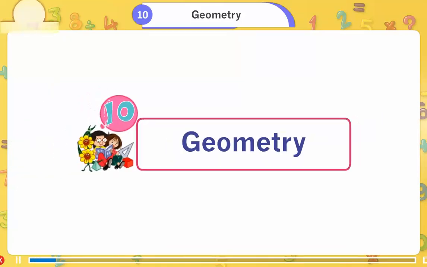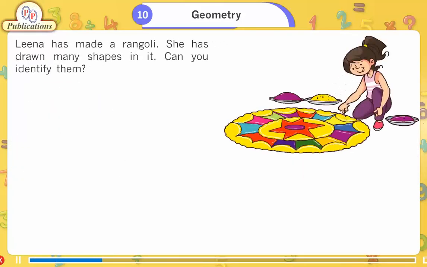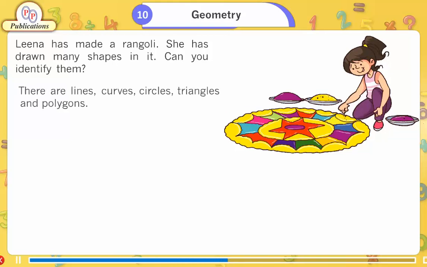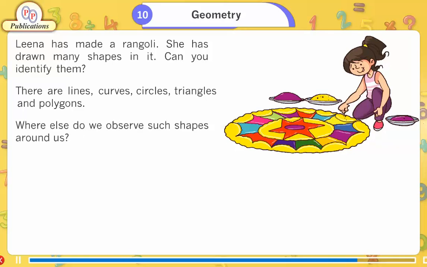Lesson 10. Geometry. Leena has made a rangoli. She has drawn many shapes in it. Can you identify them? There are lines, curves, circles, triangles and polygons. Where else do we observe such shapes around us?